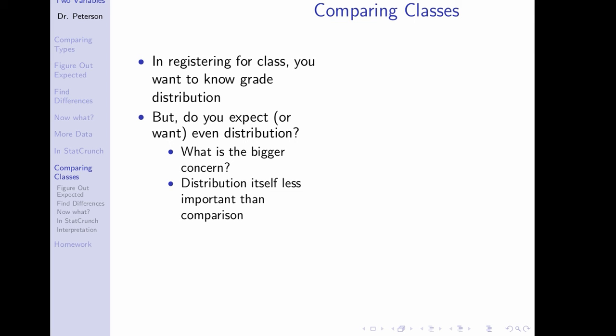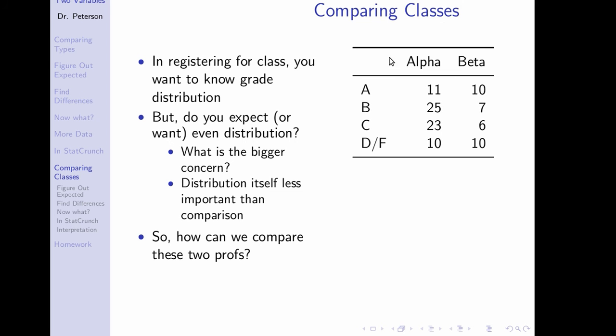The distribution itself is probably less important than its comparison. That is, you might care more about taking a class from a professor that has a grade distribution you like compared to the distribution of a different professor. But if there's nothing to compare to, you don't really have a choice. So how can we compare these two professors that teach this class?